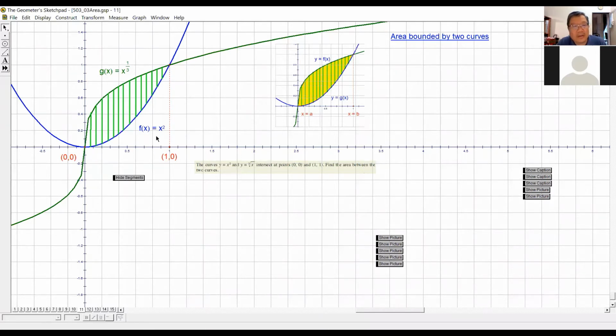Chen Tong, your internet connection is not very good. It keeps cutting off like that. Okay, right.